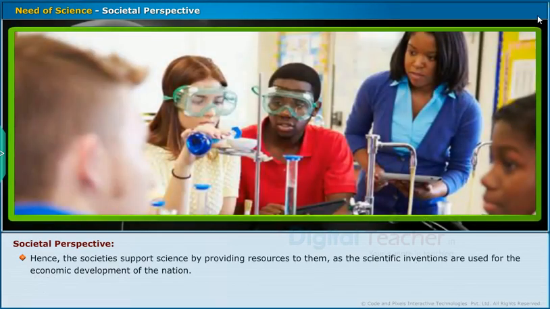Hence, the societies support science by providing resources to them as the scientific inventions are used for the economic development of the nation.